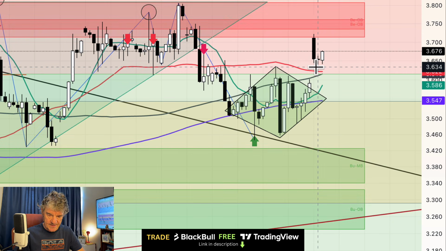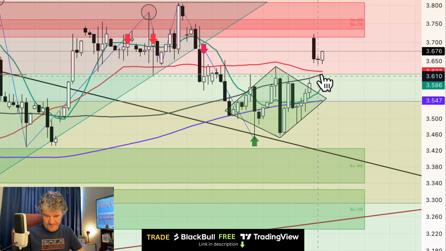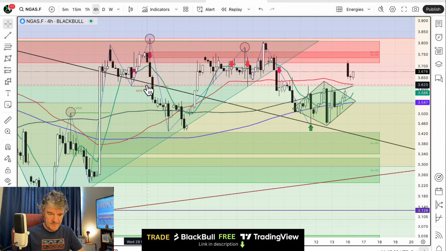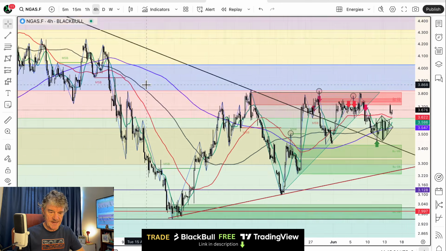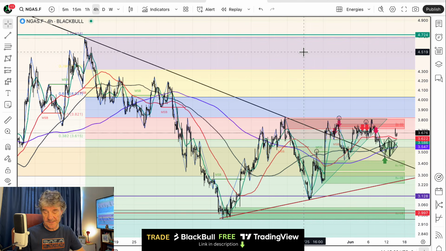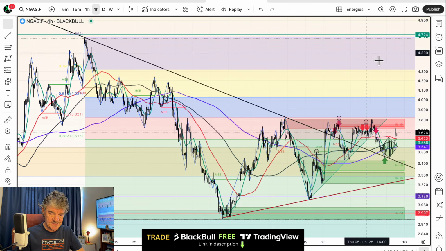higher. We did move down after the gap up, but not too far, just to the 20 and the 100 period moving averages over here at this Fibonacci level and the market structure break. I must say this all looks pretty bullish. I don't have any positions on this just yet. I'm looking for a move back closer to $4 and maybe even significantly higher to sell into these upper levels.